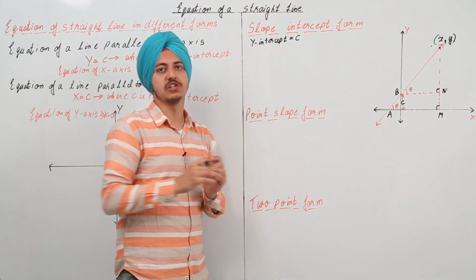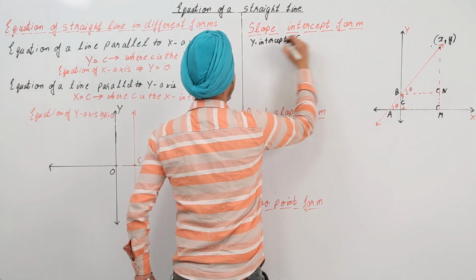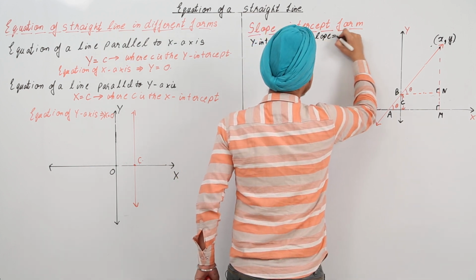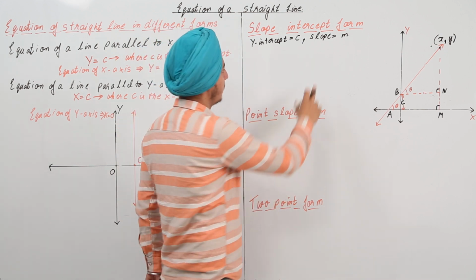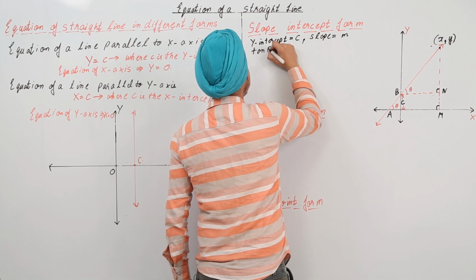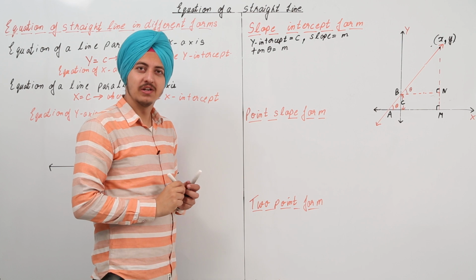There's going to be a slope and there's going to be an intercept. So the y-intercept is equal to c and the slope is equal to, say, m. We are assuming the slope equal to m. What does this mean? This means that tan of theta is equal to m, right? That is what slope is, right?